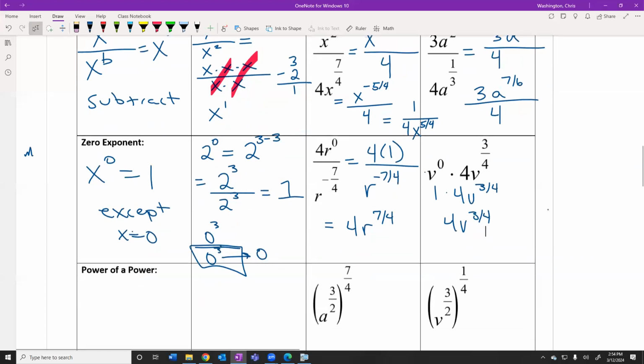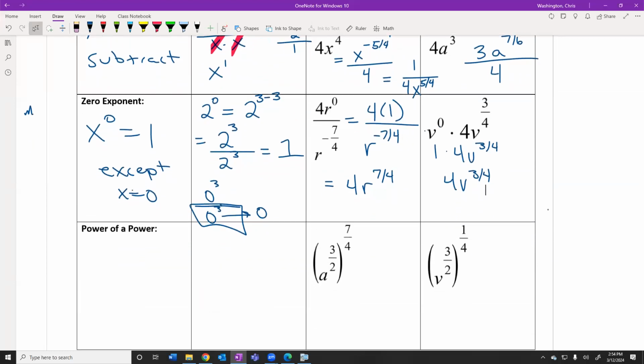So we could kind of prove that v to the 0 equals 1 there as well, because 0 plus 3/4 is just 3/4. So we end up with the exact same thing we started with. And if we're multiplying by something and we end up with the exact same thing we started with, what we started with had to be 1. So v to the 0 would have to be 1 in that case.